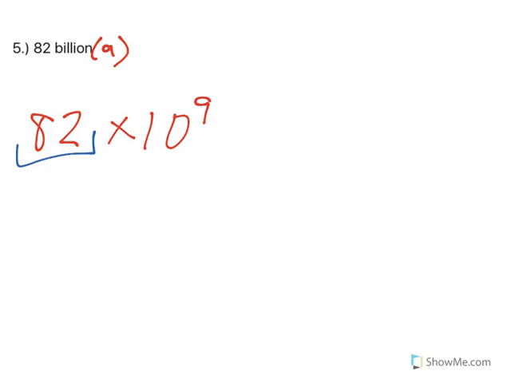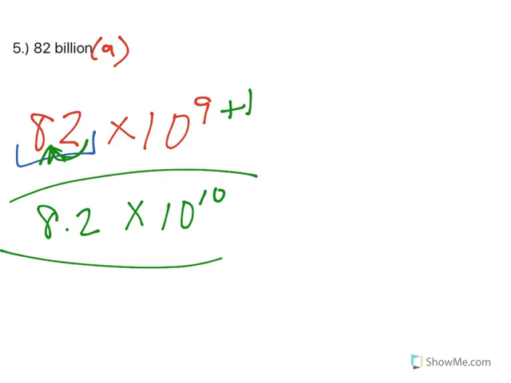Number 5, 82 billion. Now, there's a couple ways to think about this. I'm going to show you my thought process. Billion means 9. So I have 82 times 10 to the 9th, right? That's kind of the easy way to just get it into a mathematical form. Well, 82, you will see, is not between 1 and 10. So if the number is big, big means greater than 10, that means our exponent is going to get bigger. So I'm going to move this decimal one place, 8.2. If I move it one place here, my exponent is going to get bigger by 1 because 82 is a bigger number. So 8.2 times 10 to the 10th. Boom. Scientific notation.